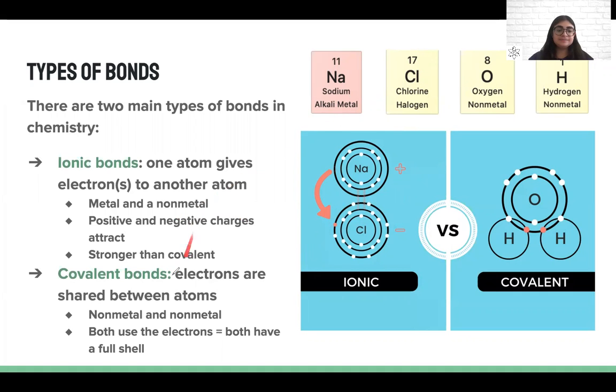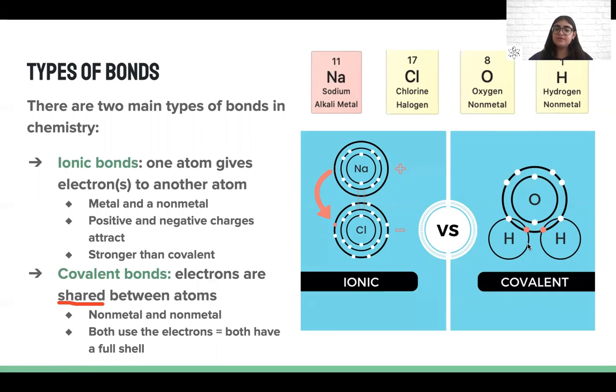And these are stronger than covalent bonds, which we're going to go over now. And again, ionic bonds, think of it like magnets. Positive and negative charges attract because somebody loses electrons and somebody gains electrons. So covalent bonds are kind of the opposite, in the way that instead of giving or receiving electrons, electrons are actually shared.